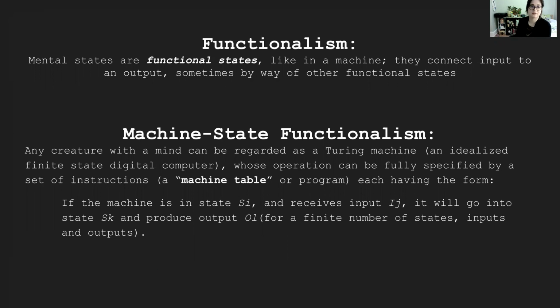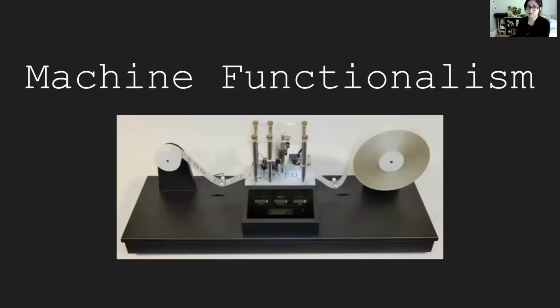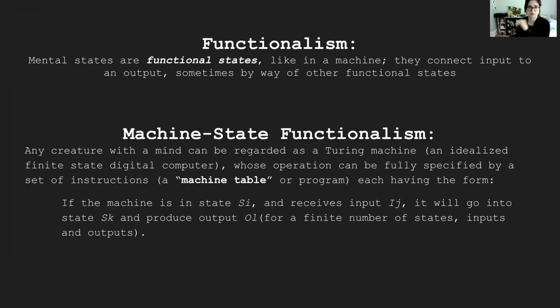Of course, the finite state machine, like the Turing machine, would be much slower at doing whatever it is that the creature with a mind can do in ordinary circumstances, but functionally speaking, it would be able to do the same thing if we just look at the input-output relationships. So it's kind of an extreme claim. It's sort of surprising to hear that something as simple as this is supposed to be able to do just about anything that you can imagine that a creature with mental states can do. That is the claim of machine state functionalism.